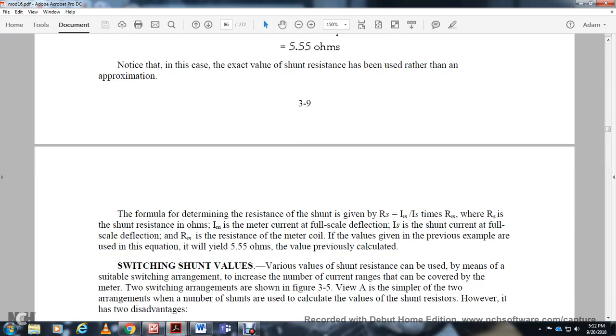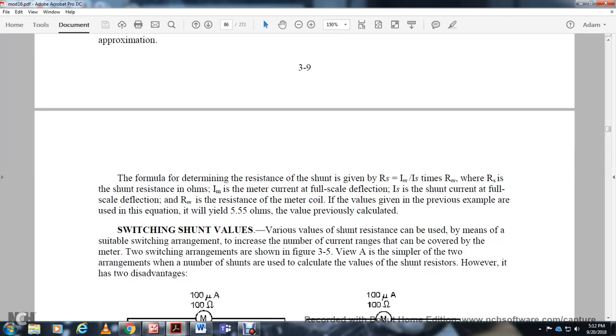The formula to determine the resistance of the shunt is RS = IM × RM / IS, where RS is the shunt resistance, IM is the meter current with full-scale deflection, and RM is the resistance of the meter coil. If you apply it to the previous example, the equation yields the 5.55 ohms value previously calculated.